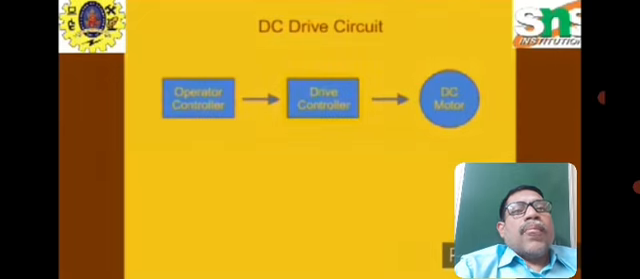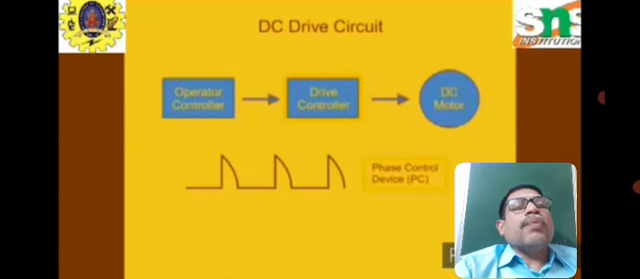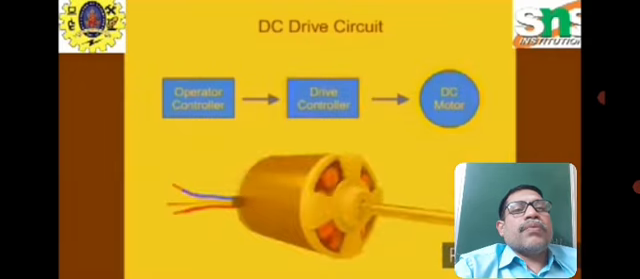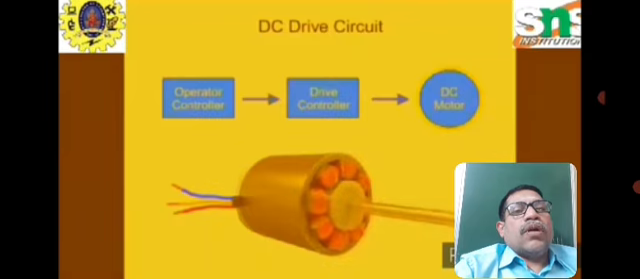Now there are two methods of control. One is phase control devices, another one is pulse width modulator devices controllers. This is a DC shunt motor, which is utilized here for controlling the fan.